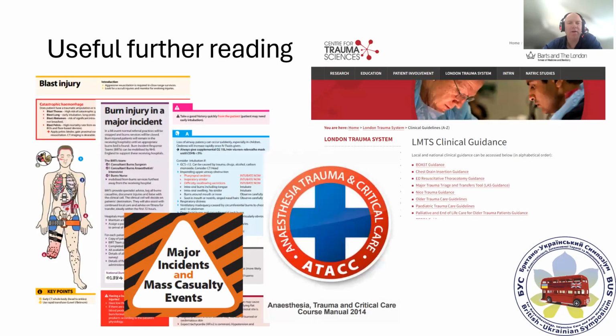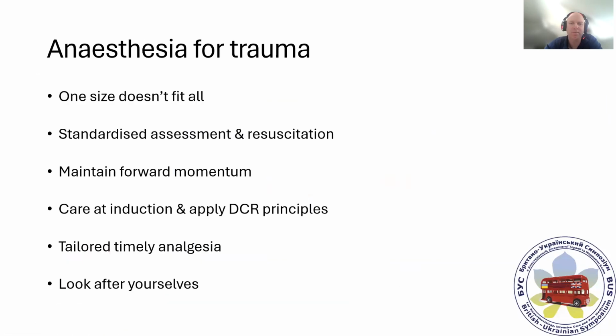So there's a variety of resources that you can access. So this is from NHS England. There's the ATAC manual, and then this Centre for Trauma Sciences has all of the London Trauma System guidelines on it. This talk will be available as a PDF. This bit of the presentation is actually a clickable link. So if you click on it, it will take you to that website and all of those guidelines. Thank you very much for listening.